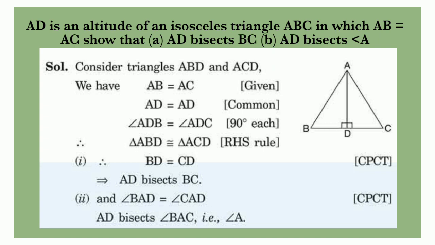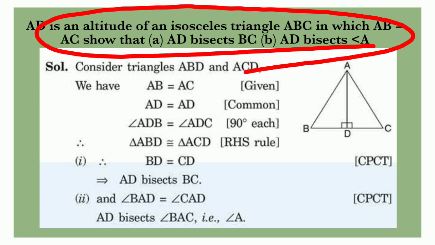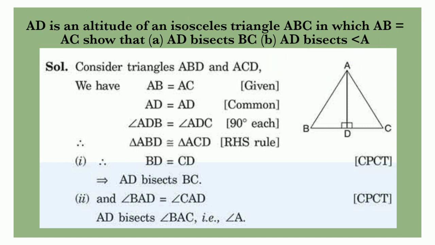The next problem: AD is an altitude of an isosceles triangle ABC in which AB equal to AC. Show that sub question A, AD bisects BC, and sub question B, AD bisects angle A. The question is given that angle ADB and angle ADC both are 90 degrees. So these two triangles are what? Right angled triangles. In this problem we can use the RHS congruence rule.